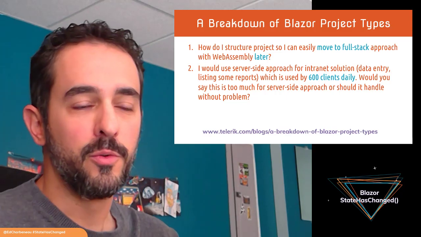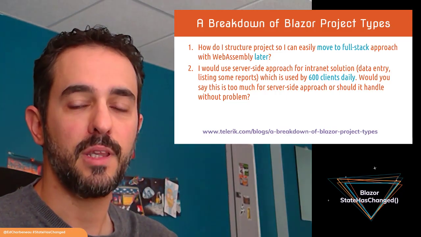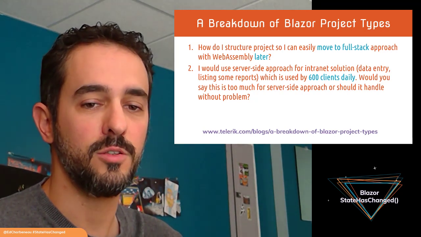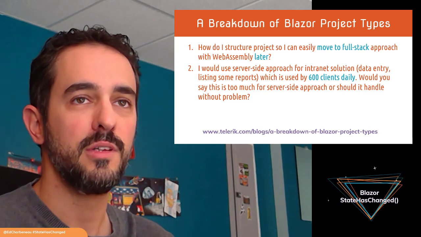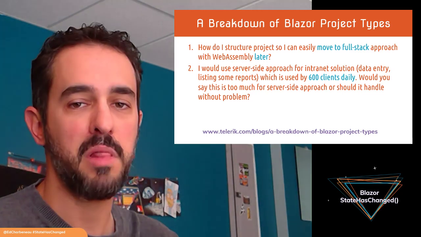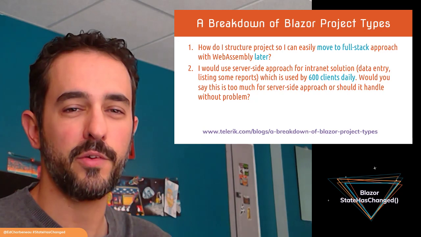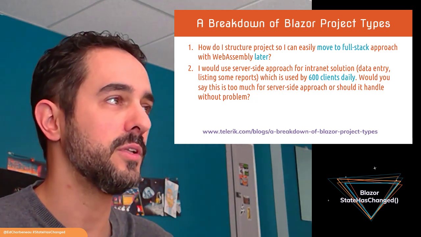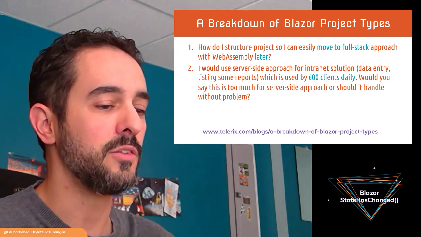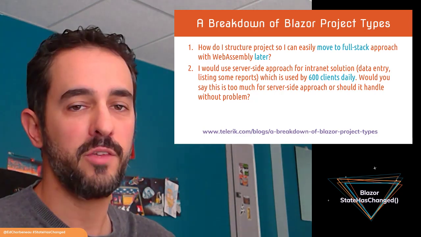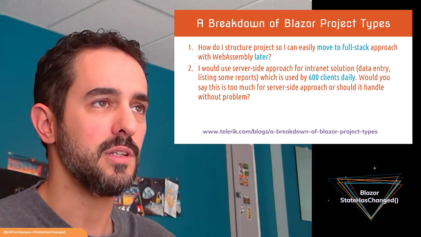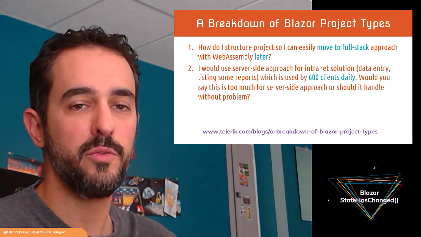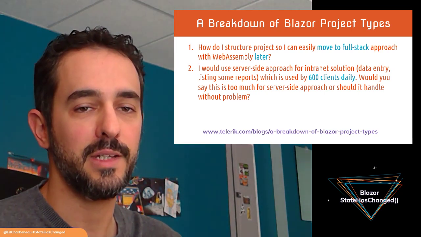I wrote an article for blogs.telerik.com, and it's gotten some comments, but one of the comments in the article I thought was a really well thought out comment that I'm going to be replying to. So I put some thoughts together on how I'm going to reply to this question, because it was really well worded and very thoughtful. And the question is regarding Blazor project types. And the first question in this post was, how do you structure a project so you can move from full stack to client side later?